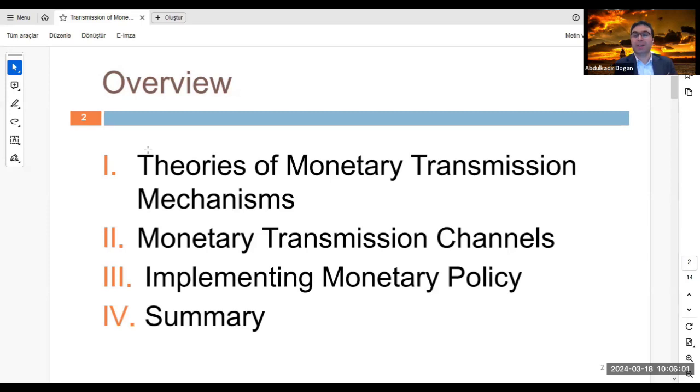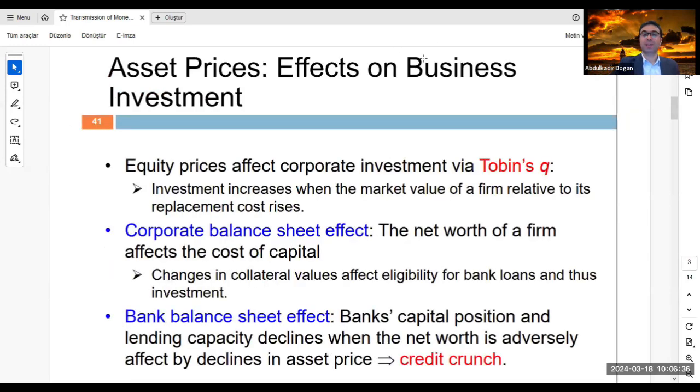For that reason, if velocity is stable and the GDP of the economy is as expected, any increase in the money supply will create additional price pressure in the market, so the inflation rate. Then we start with the monetary transmission channels. Those are the interest rate, expectation, asset prices, and exchange rate channels. And implementing the monetary policy. Today's session will be the implementation of monetary policy session. So let's turn back to the monetary policy transmission mechanism, asset prices, and their effects on those things.